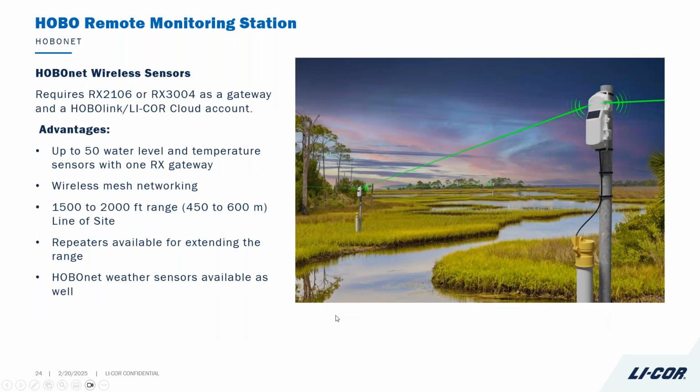And here's our wireless sensors. We call them HOBOnet. It does require one of our RX stations as a gateway. And you can have up to 50 HOBOnet sensors connected to one gateway, so a lot of possibilities there. It's a mesh networking scenario, so you can have them talking through each other to extend the range. Each connection has a 1,500 to 2,000 foot range, and we do have repeaters available. And we have a range of sensors in this HOBOnet network option.